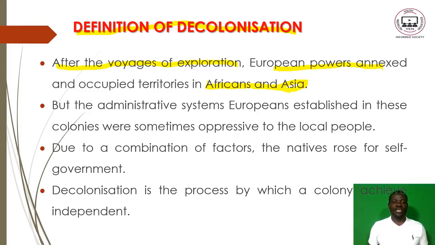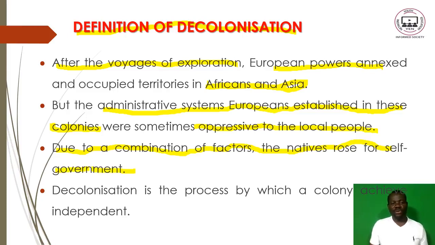The administrative systems Europeans established in these colonies or states in Africa or Asia were sometimes oppressive to the local people. So due to a combination of factors, the natives rose for self-government, to rule for themselves.